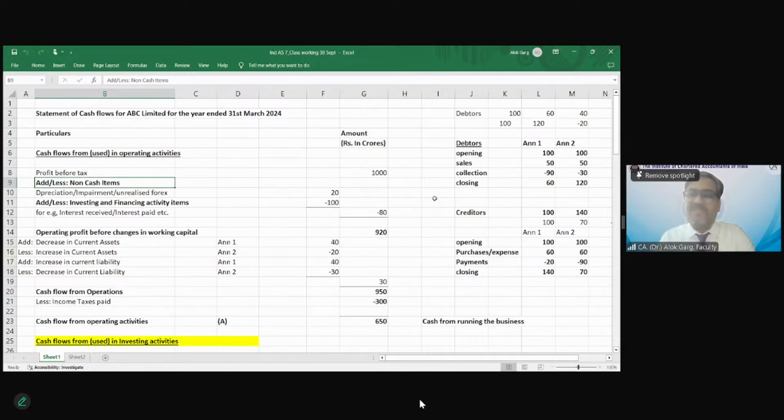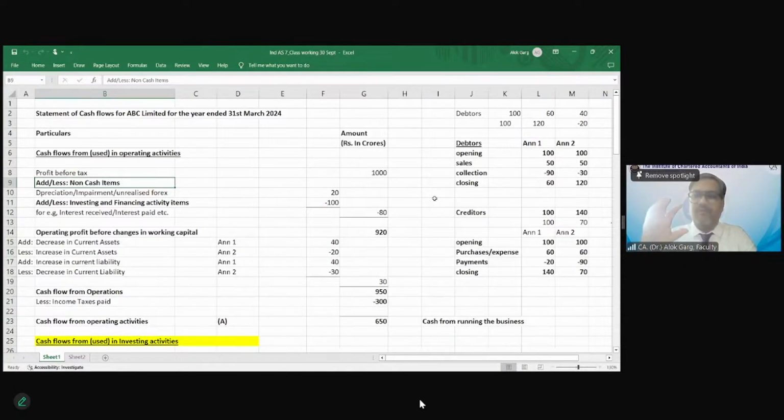Whether my business is to deposit money into the bank, it is not my business. I have the surplus funds and hence I have deposited the money into the bank. Okay. So it is an investing item. And what is meant by investing activity? Investing activity is an activity which is arising from investing into the long-term assets of the company or investments of the company. Correct? So you are arriving at a cash flow from operating activity.